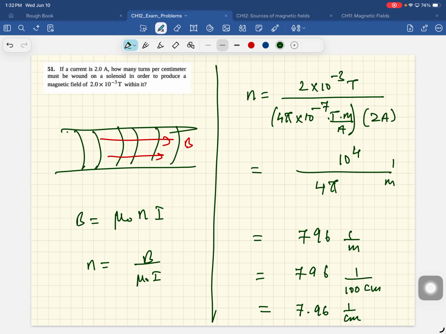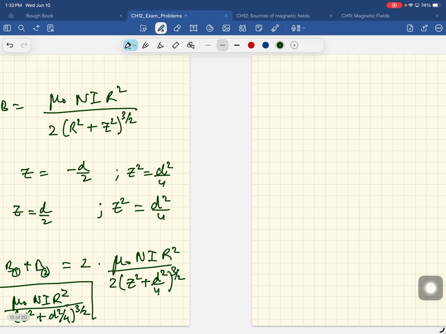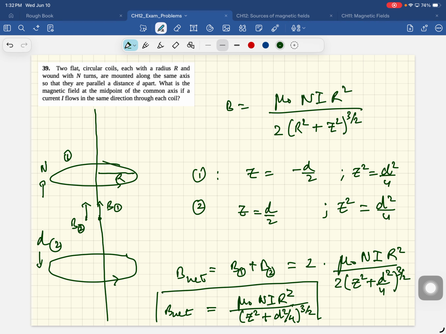What is the current inside the loop? 20 amps. Okay, so the current inside the loop is 20 amps times every winding, that's 20 amps, 20 amps, 20 amps coming out. So 250 times 20 amps.